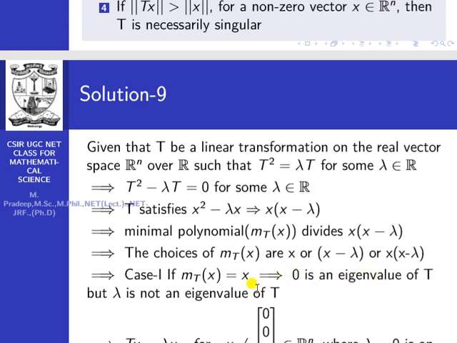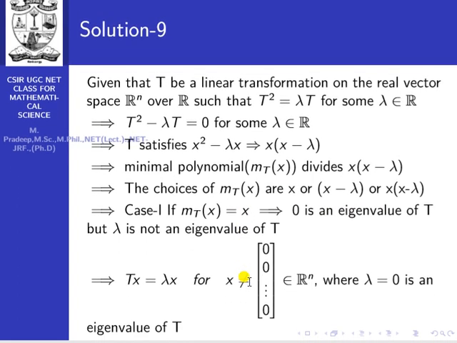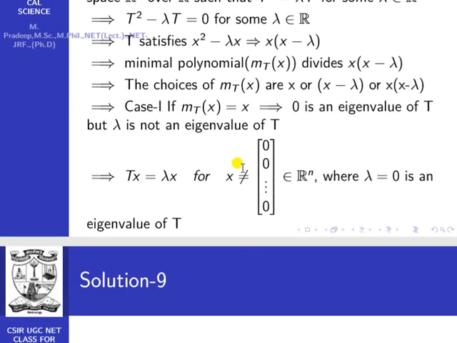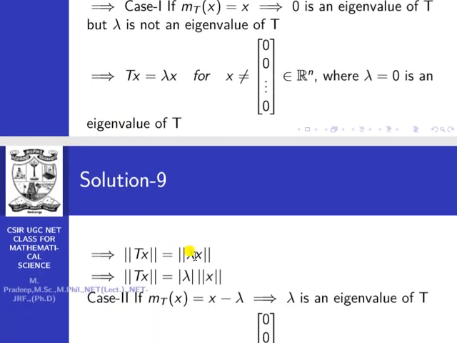In the first case, the minimal polynomial is x, so 0 is the eigenvalue. Using the characteristic polynomial definition, Tx equals lambda x for a non-zero column vector x, not equal to 0, 0, 0, belonging to R power n, where lambda is the eigenvalue, which is 0 here. So lambda equal to 0 is an eigenvalue of T. When you use the norm, norm of Tx equals norm of lambda into x, where lambda is the scalar, so mod of lambda into norm x.